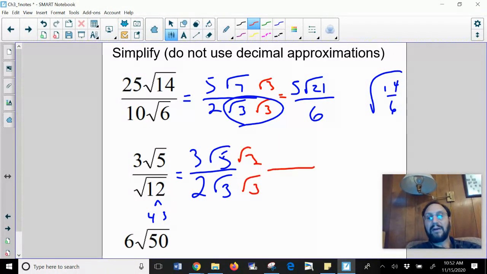And in the denominator, it gets the same thing as before. 2 times 3 is 6. And the numerator is 3 times the square root of 5 times the square root of 3, which is 3 square root of 15. Now this one has something that I can still do.